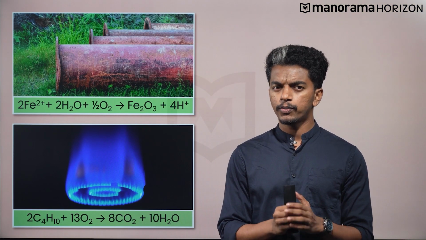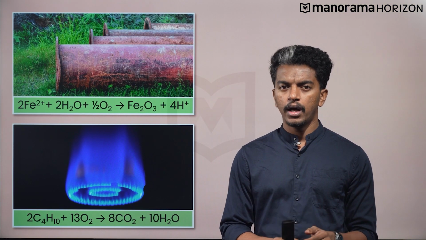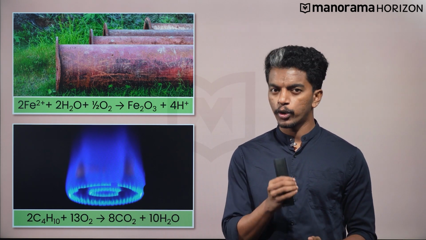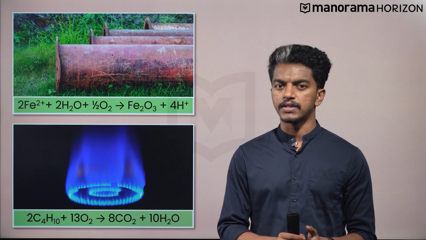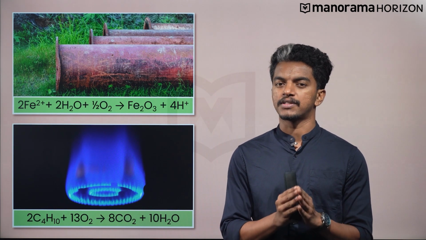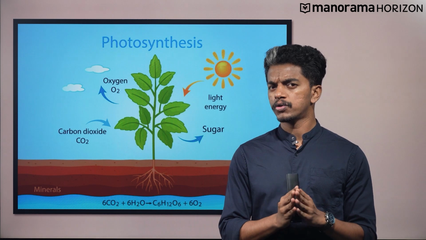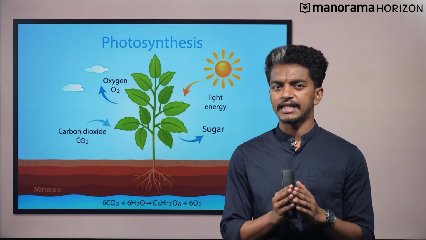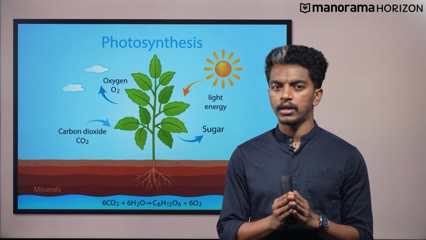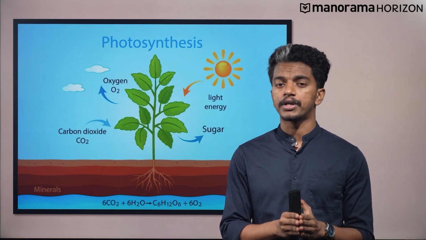Tell me, which of the processes occur at a faster rate? Rusting of iron pipe or burning of cooking gas? Of course, you know the answer. Rusting is a slow process and burning of LPG occurs at a faster rate. Then, what about photosynthesis? Photosynthesis occurs at a moderate rate. Thus, we can say that chemical reactions can occur at slow, fast or at a moderate speed.